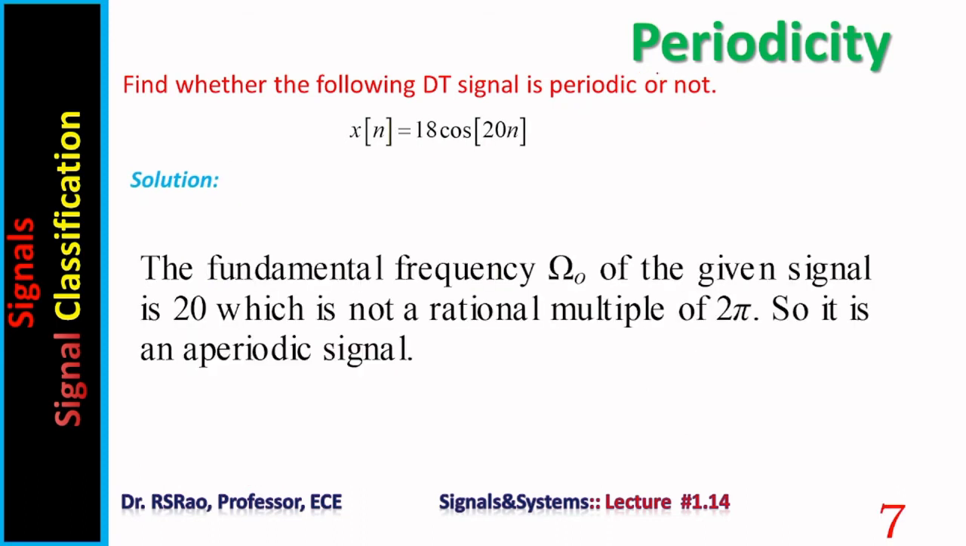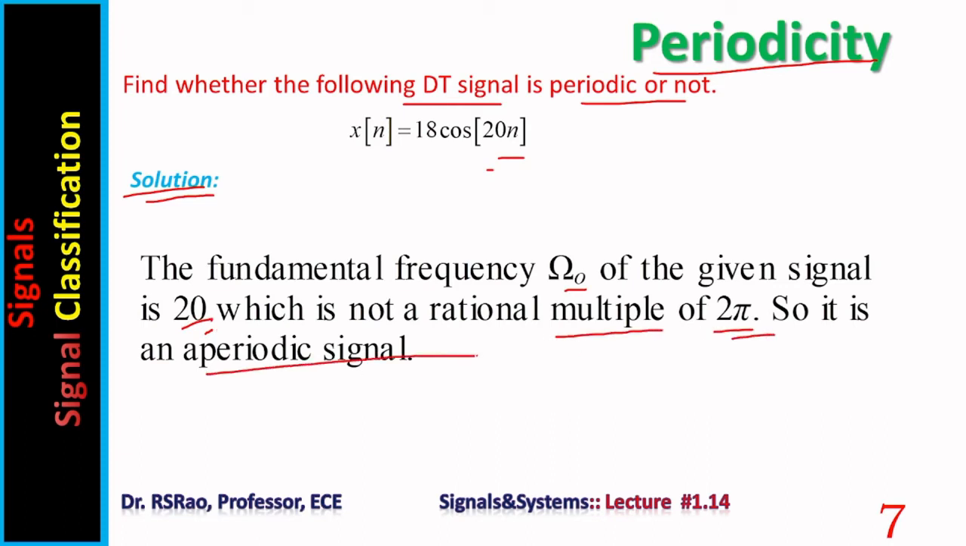Another problem, again based on periodicity. Find whether the following DT signal is periodic or not. x of n is 18 cos 20n. Solution. The fundamental frequency omega naught of the given signal is 20, which is not a rational multiple of 2 pi.